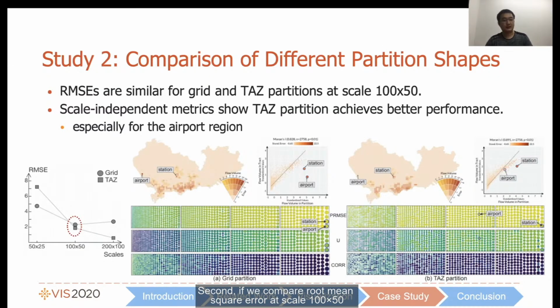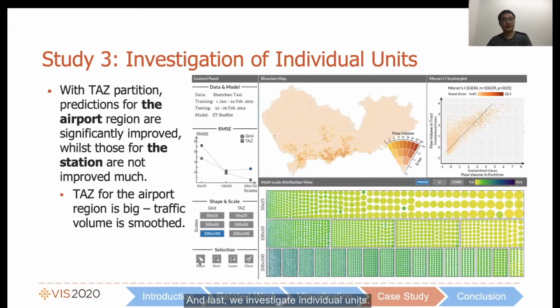Second, if we compare root mean square error at a scale 100 times 50, we can see that grid partition and TAZ partition achieve the same performance. However, again, if we're using scale-independent matrices, we can see the TAZ partition actually achieves much better performance, especially for the airport region. And last, we investigate individual units.